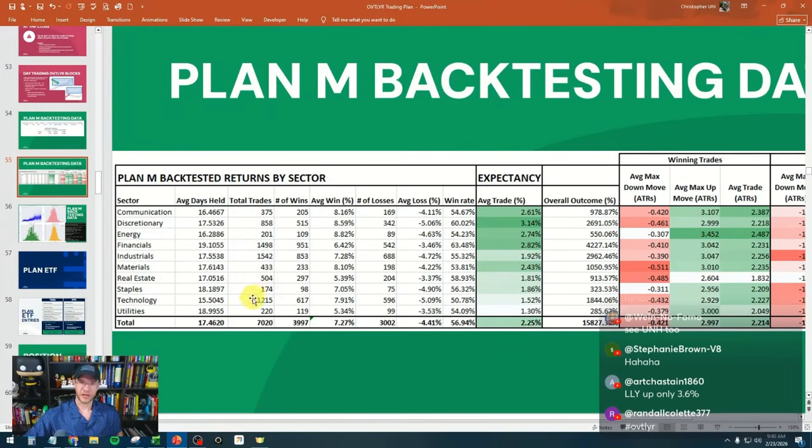Well, I shouldn't say only. It likes to perform best when the market is moving down. But even Staples has a huge positive edge, right? And you're not looking for thousands of percents on your expectancy. You're just looking for a positive edge.